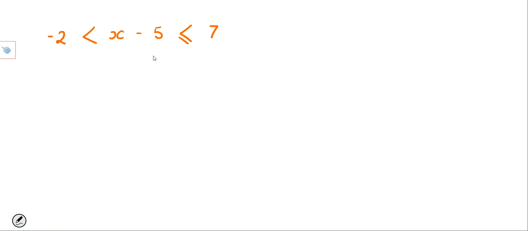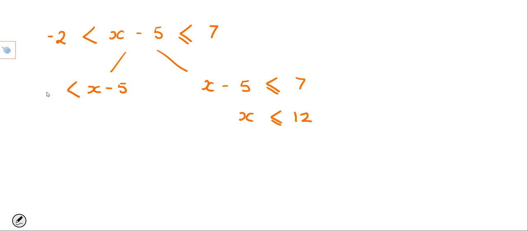This is what you would do here. You actually have to split it, and you say, let's find out where x minus 5 is less than or equal to 7 first. X has to be less than or equal to 12. And then we do this side: x minus 5 has to be greater than minus 2, so x has to be greater than 3, because we've added 5.